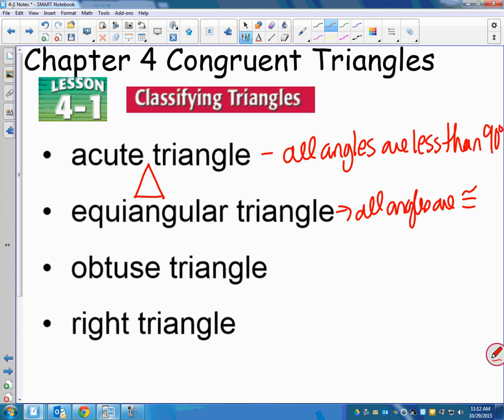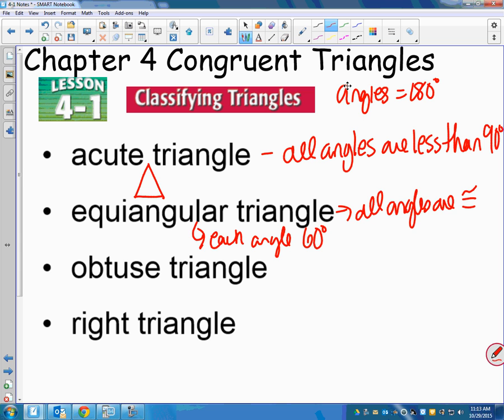So if we know that a triangle's angles add up to 180 degrees, let's go back to equal angular. If all the angles are equal, what does each angle have to equal in an equal angular triangle? 60, because you take 180 divided by 3. So we could even say on this one, each angle is 60 degrees. Right? Because that's the only way it could be equal angular.